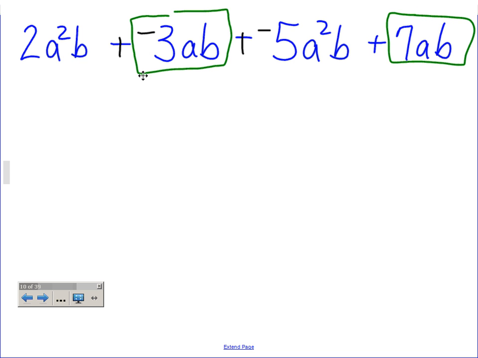I'm going to look at their coefficients, 7 and -3, and add those together. So I know that 7 plus -3 equals 4. So I have 4 ABs. I'm going to cross these off because I know that I used them. All right, I'll get this out of here.